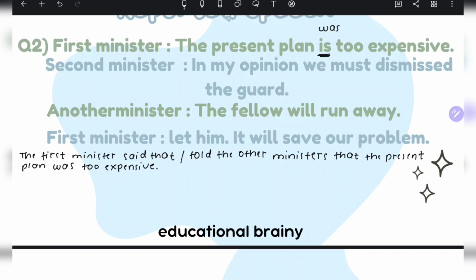So how to write for this? In the second sentence, "we" changes to "they," and "my" means "his." The rest of the part you can just write as it is. You should not write directly "the second minister replied." You have to write "to which." If you write these things, the teacher will be impressed and give you full marks. See, to which the second minister said that.